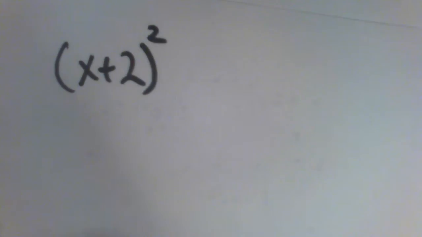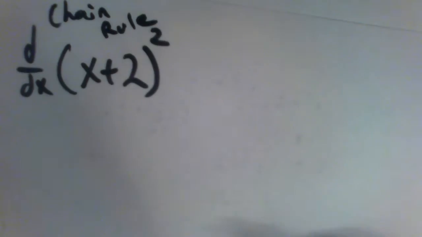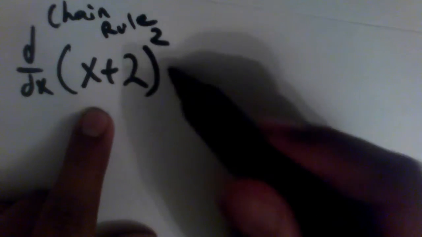So let's say we want to take the derivative of something simple, x plus 2 squared. I'm going to show you using the chain rule and by distributing, then taking the derivative, that we'll get the same answer. So let's take the derivative using the chain rule. We'll see what we get when we distribute, but chain rule for now.